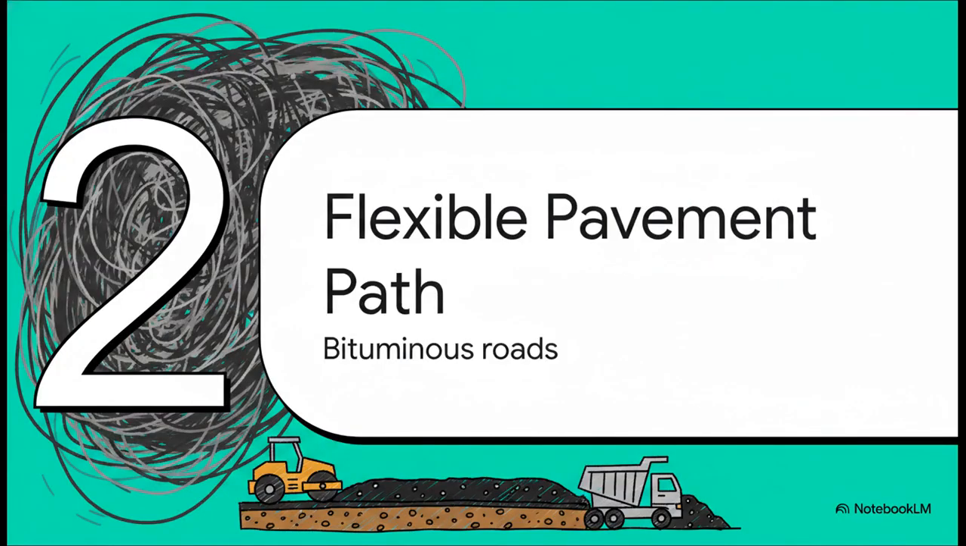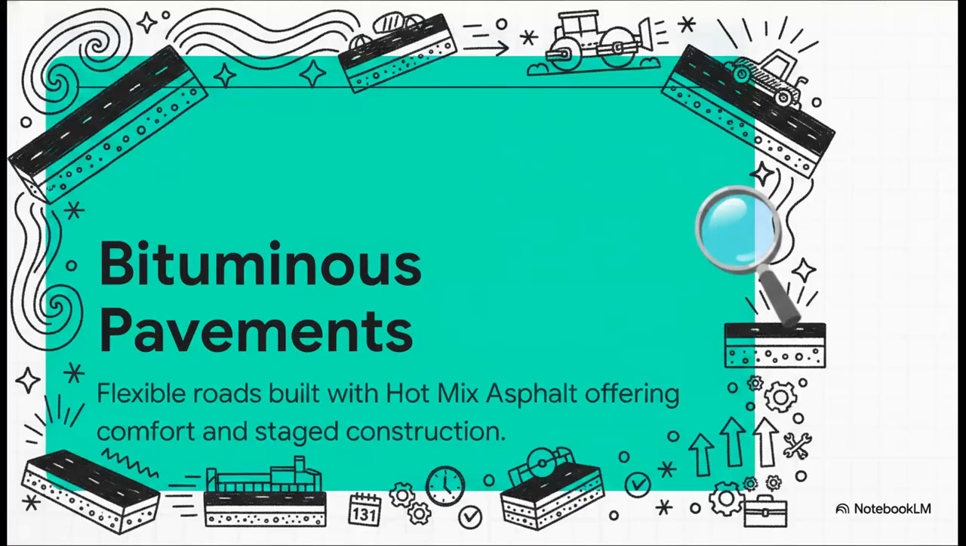Moving to Section 2, the flexible pavement path, building bituminous roads. From our perfectly prepped base course, our construction path actually diverges. We're going to head down the first specific construction method, building a flexible asphalt road. Now, what's really interesting about this slide is that keyword flexible. Bituminous pavements are known as flexible pavements because they can actually yield slightly to traffic loads.